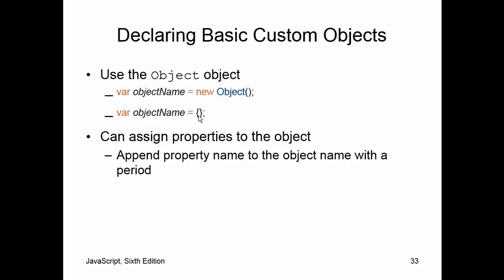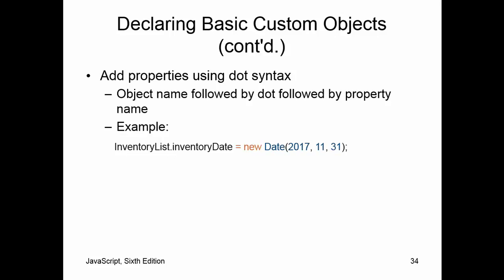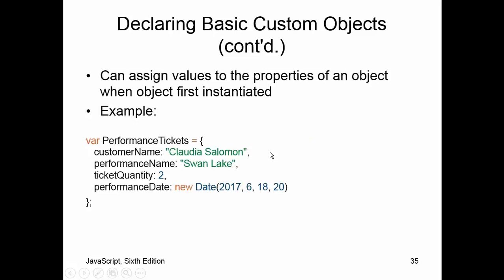Once you create an object, you can assign your own properties to that object. So if we created an inventory list object, we could create an inventory date. That would be an attribute of an inventory list object. We create it by creating a new date. As it says, you can assign values to properties of an object when the object is first created.